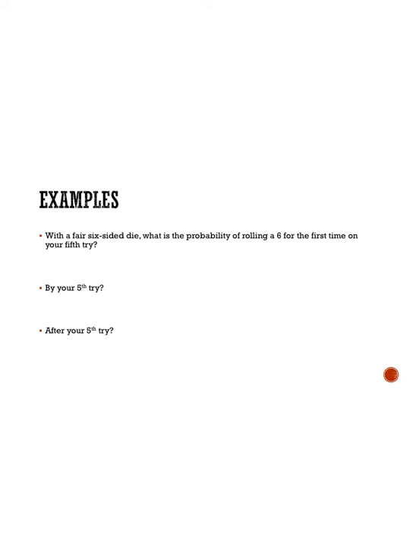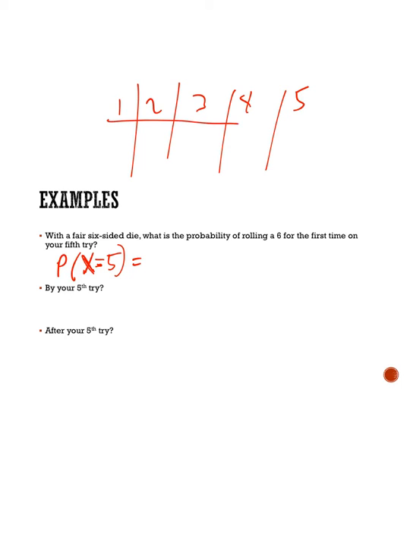Fair 6-sided die, what is the probability of rolling a 6 for the first time on your 5th try? So this would just be the probability that X equals 5. Again, capital X for the random variable. And again, for our table, we would be finding just this spot on the table.